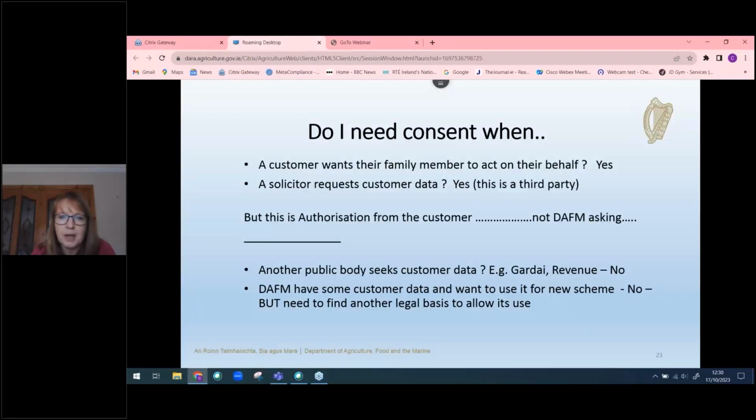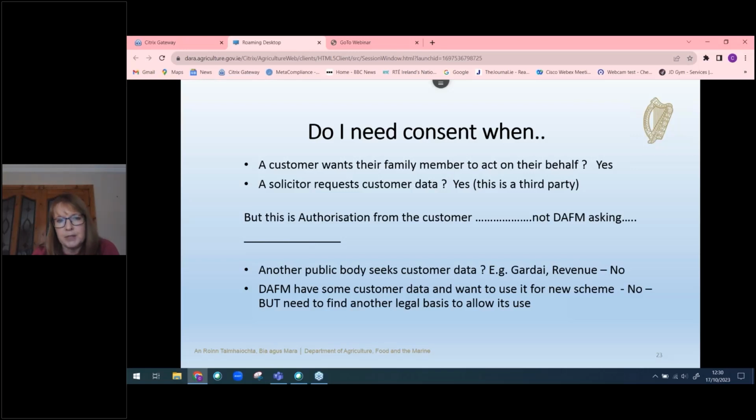It's not the department asking for the customer's consent. It is the customer asking the department to give their data somewhere else to another party. So that's actually authorization, sorry. It's not a consent scenario. It's authorization from the customer instead.